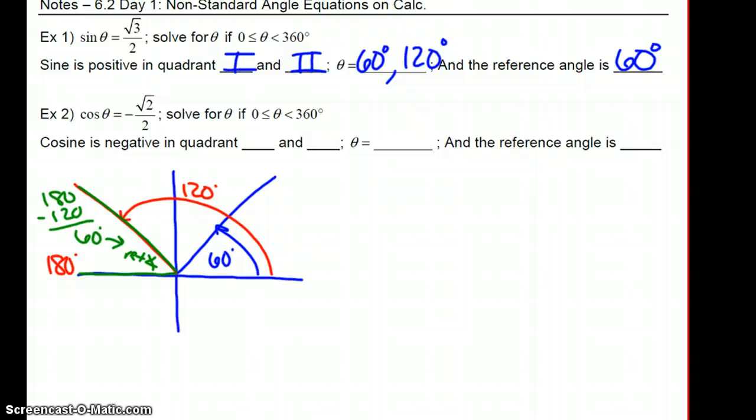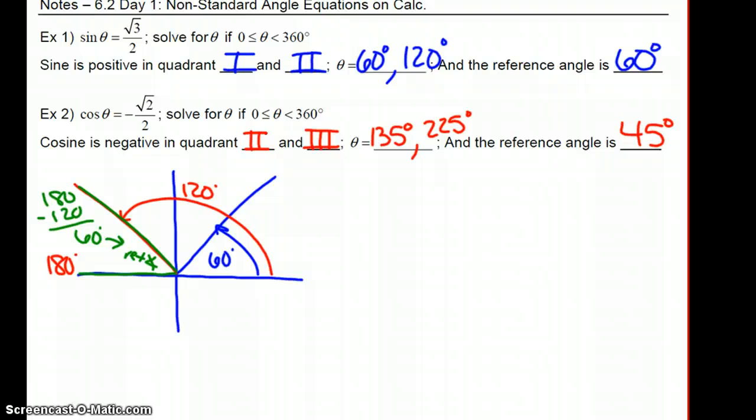Looking at example 2, same idea. Now I have a cosine function. The cosine of theta is a negative root 2 over 2. Well, where does cosine give me a negative value? That happens in quadrant 2 and quadrant 3. And if we look at our unit circle, my cosine value, that is the x-coordinate, is a negative root 2 over 2 at two spots, 135 degrees and 225 degrees. Well, what's the reference angle at those two spots? It's 45 degrees.